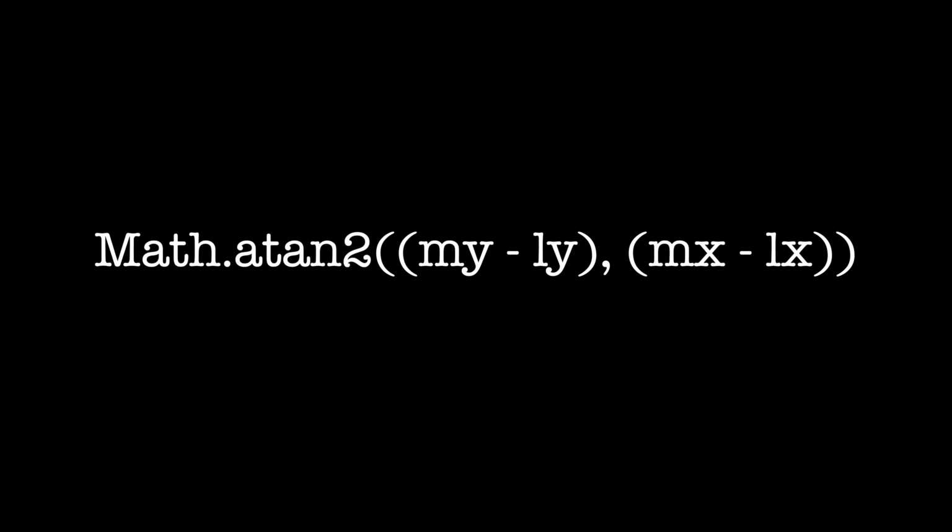The mouse y value was stored with the my variable. The lefty y value was stored with the ly variable. Inside the left set of parentheses, subtract ly from my. The right set of parentheses is set up in a similar fashion. Just use the x values.